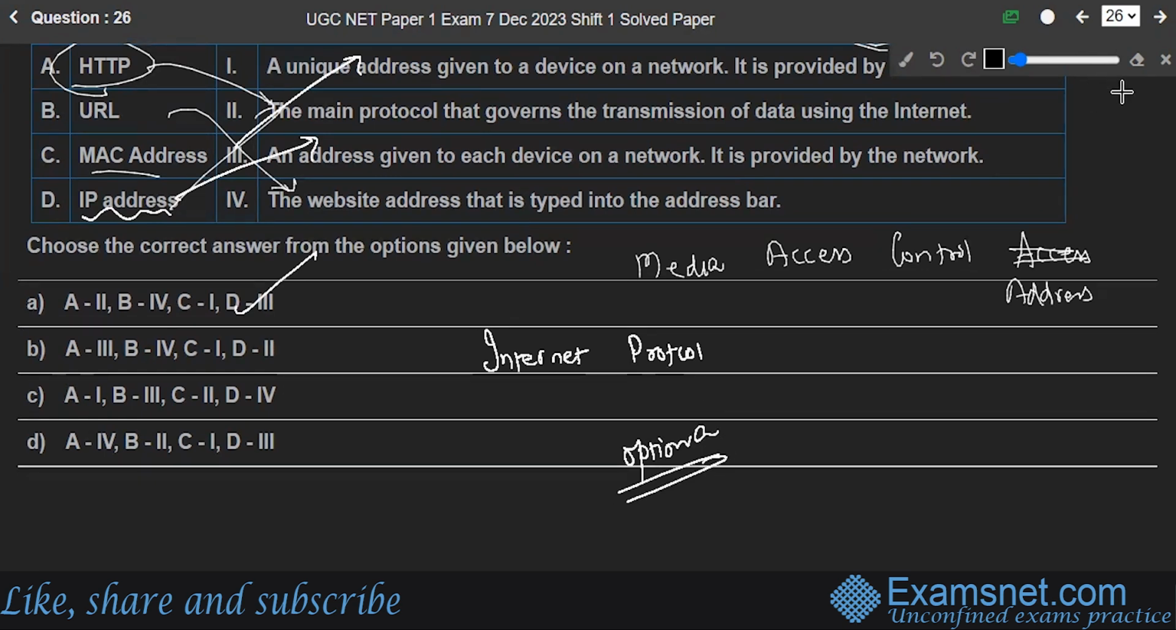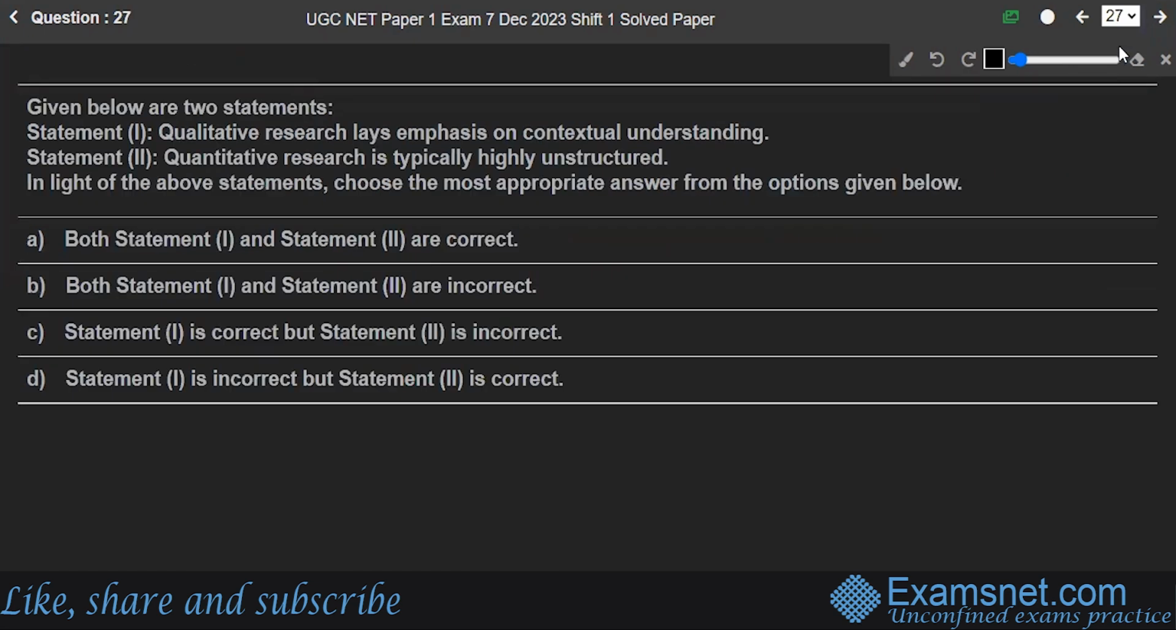Hope you got that. Next, move to the next question, number 27. Given below are two statements. The first one says, qualitative research lays emphasis on contextual understanding. See, this is right. Qualitative research emphasizes contextual understanding. This means that qualitative researchers seek to understand the phenomena they are studying within the social and cultural context. They use methods such as interviews, observations, document analysis to collect data that is rich in detail and meaning. So the first is right.